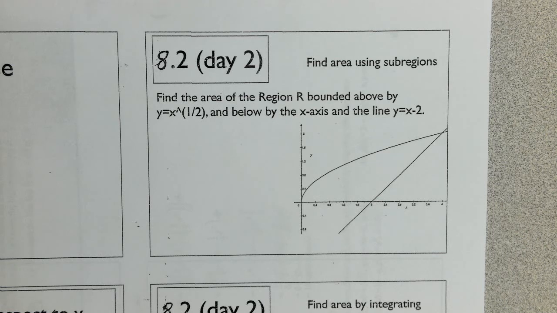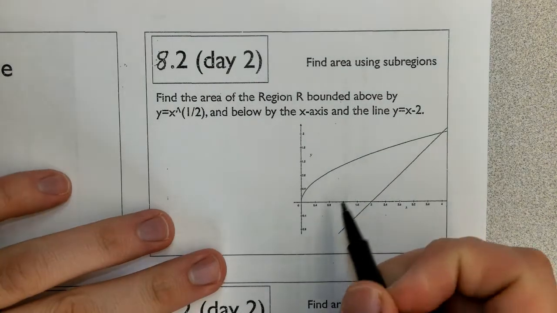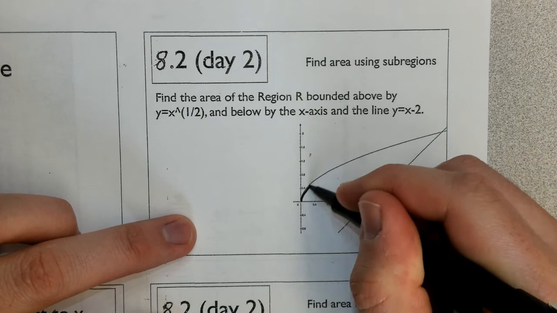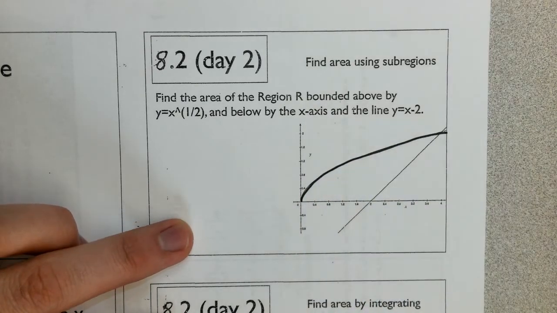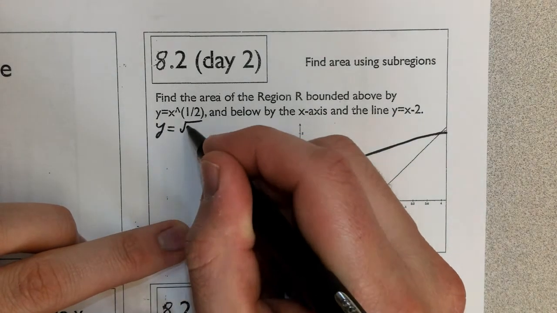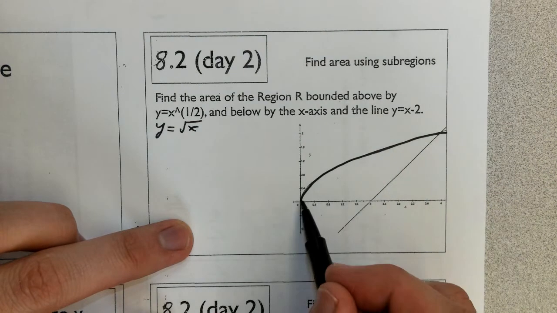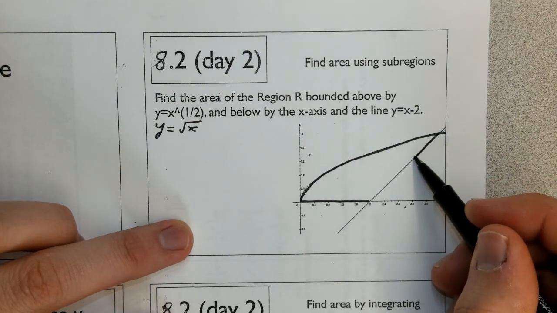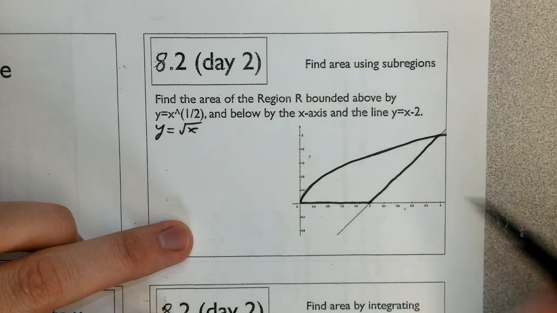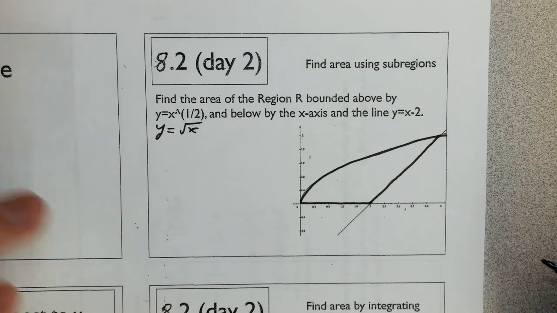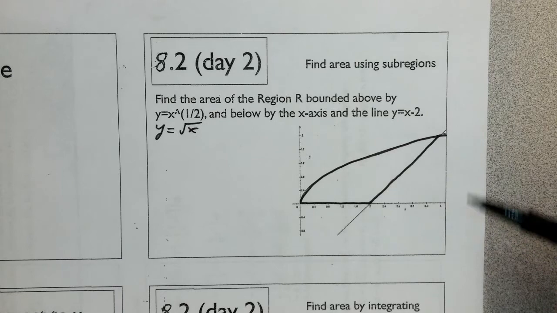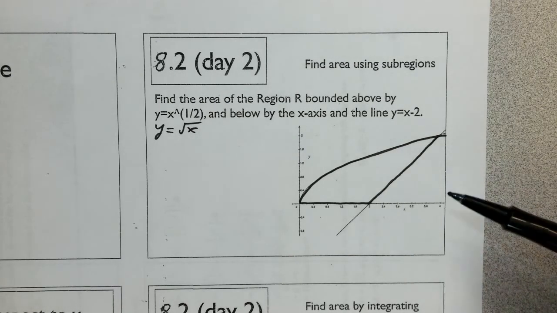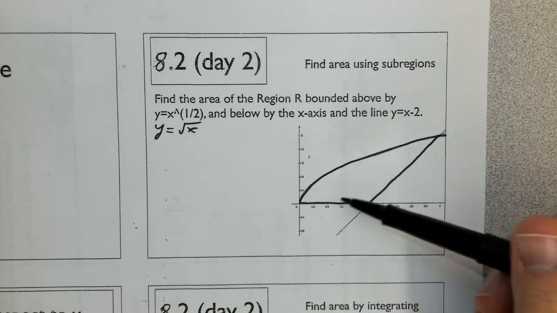So let's get started. This area right here, we're calling it R, is bounded above by this curve, which is the square root of x, and below by the x-axis, so this here, and by this line, y equals x minus 2. Now, in this section, and actually in subsequent sections as well, you need to be very careful about what region you are trying to find the area of, or eventually, when we start rotating these around different axes, trying to find the solid. But the area is really important in getting the region right.